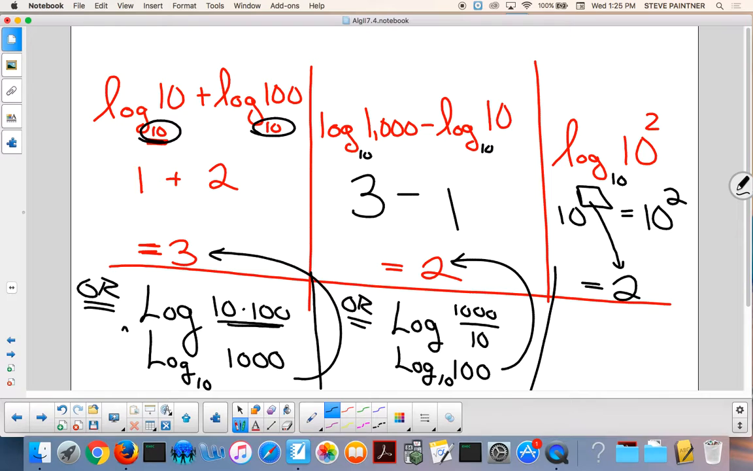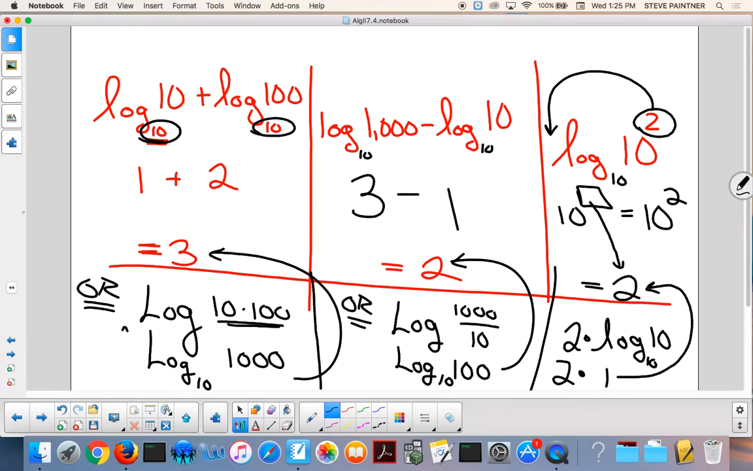Okay, next. This one's kind of weird. This power you see out here, if you're taking log of a number raised to a power, the power can actually go in front. So you could do this: 2 times log of just 10. And now you should know that log of 10 base 10 is what? Yeah, log of 10, base 10 is 1. 2 times 1 is 2. Bingo, we got it.